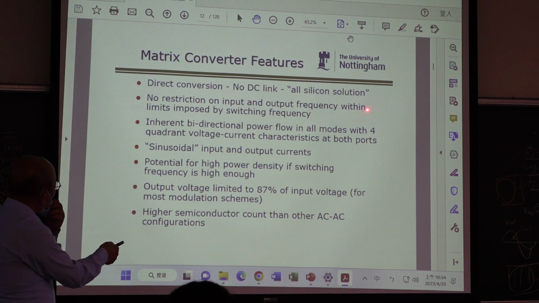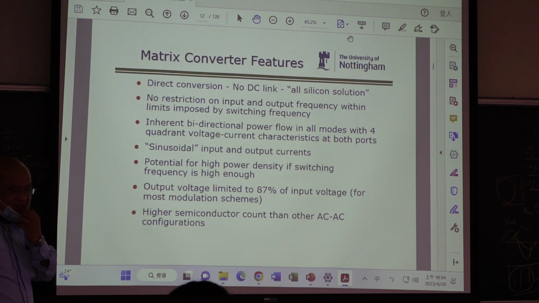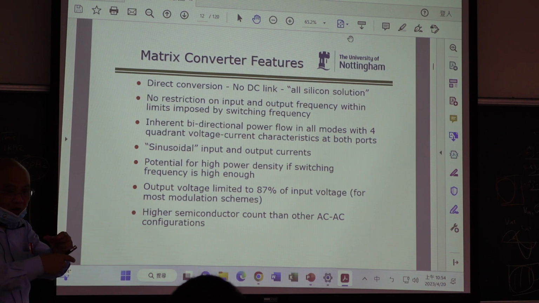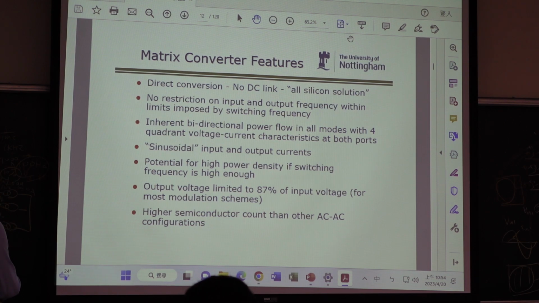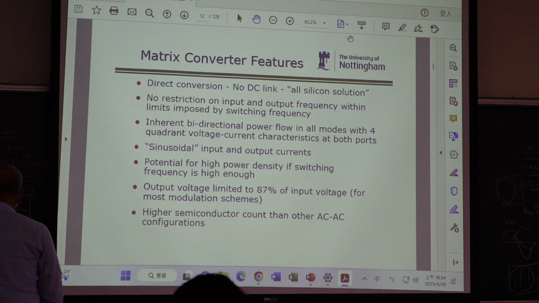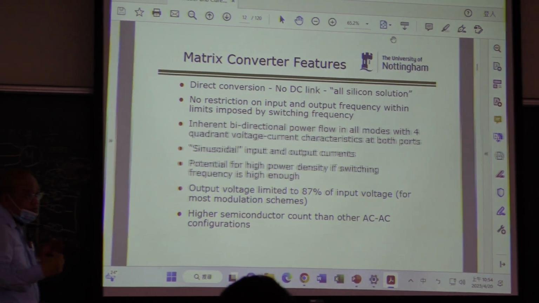So no DC link. So all devices are silicon devices. Silicon devices are small, so we call this a silicon-based solution. So we can put the whole circuit in a small size. No restriction on input. So input could be 220 or probably 60 Hz or 50 Hz. How about output frequency? From 0 to 100 Hz. So we can change from 0 to 100 Hz. Very huge, very huge.